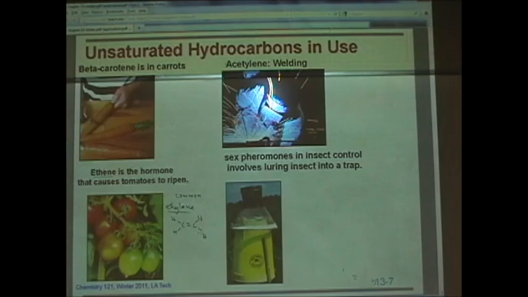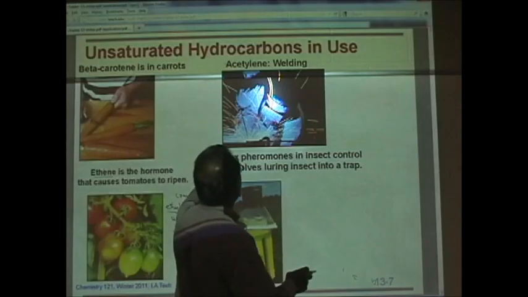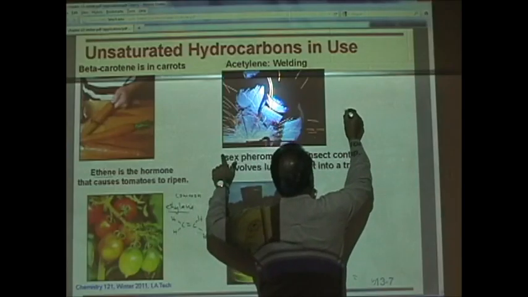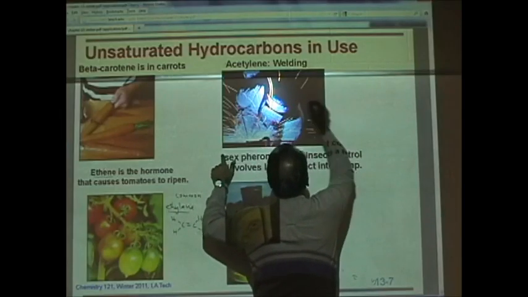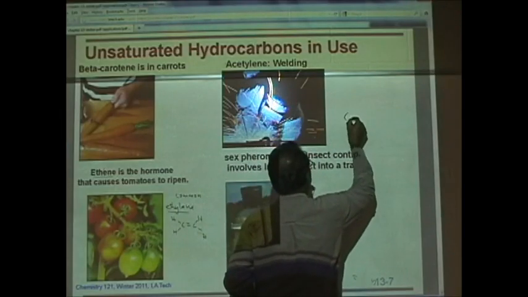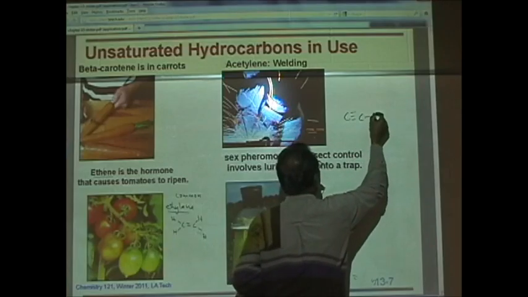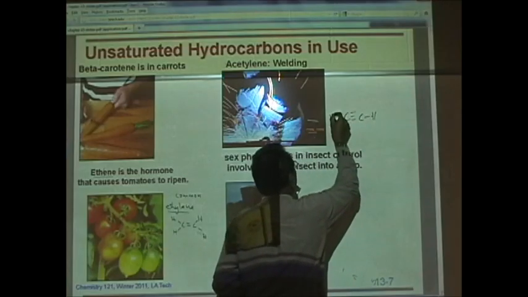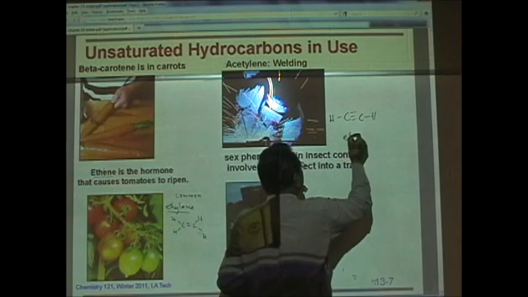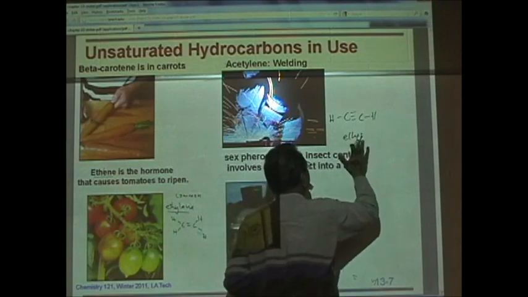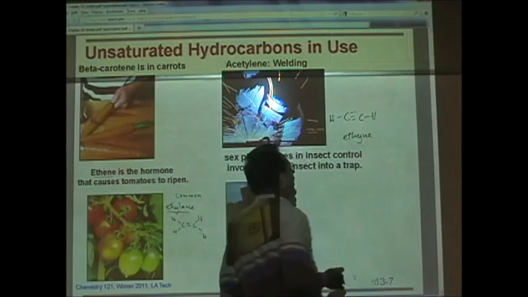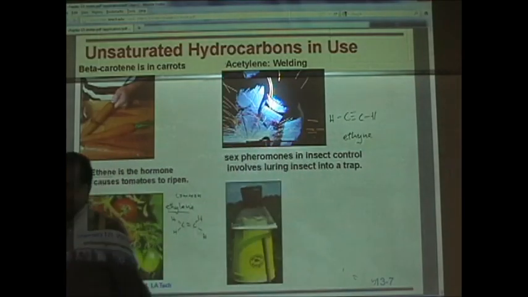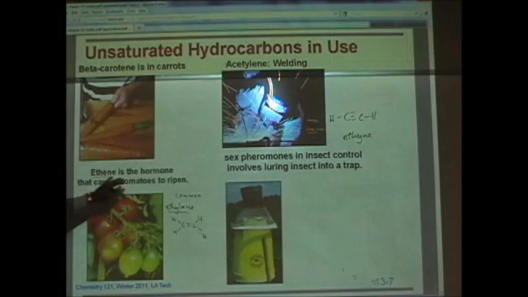The other one is acetylene. Acetylene is the common name. It's written down here. The IUPAC name is ethyne. Eth means two carbons, right? Ethyne is the triple bonded compound with two carbons.